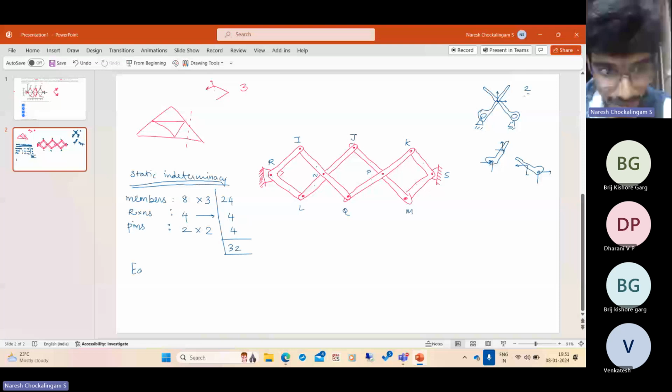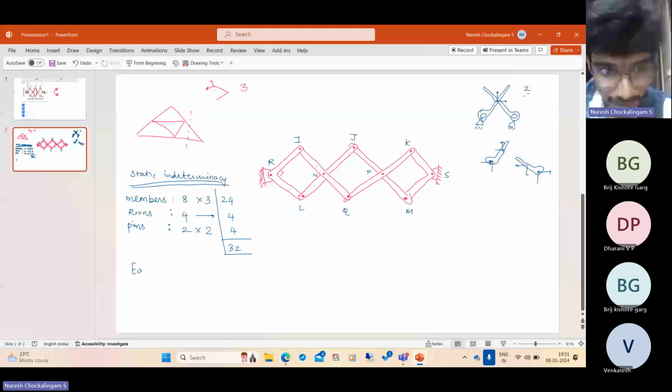And how many internal hinges do we have? You have 1, 2, 3, 4, 5, and 6. So we have 6 internal hinges. And what is the condition at internal hinges? How many equations do we get from internal hinges? Each hinge has 0 bending moment, so you have one equation about every hinge.